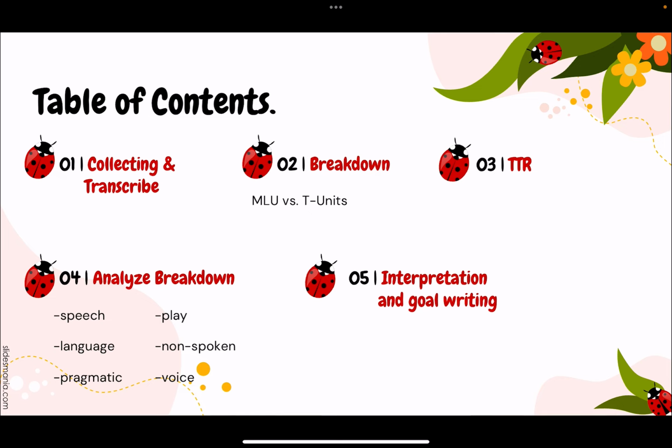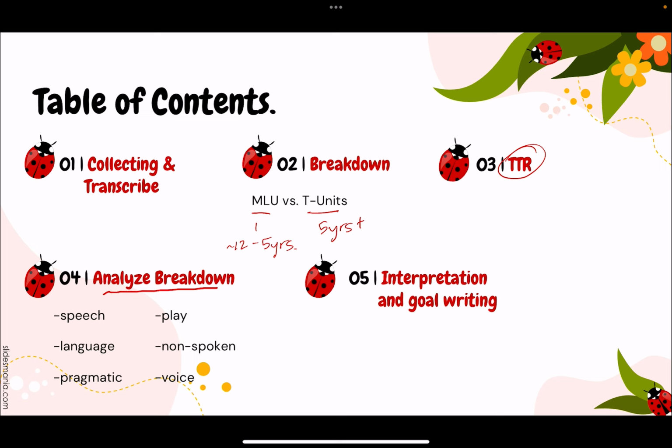So MLUs versus T units. So MLUs being from the first time we start talking, so around 12 months, all the way up to 5 years. And then anything beyond 5 years, we're looking more at those T units. We're not breaking it down into MLU anymore. We'll talk about a TTR, which is a type token ratio, and how do we calculate that and what is the point of it. And then we'll talk about the analysis or analyzing the breakdown.